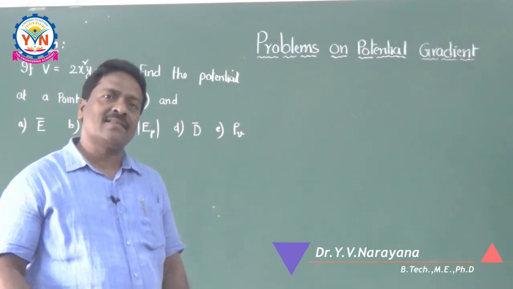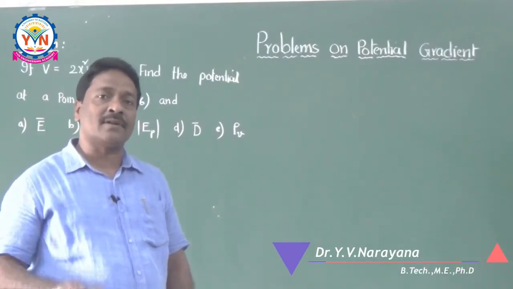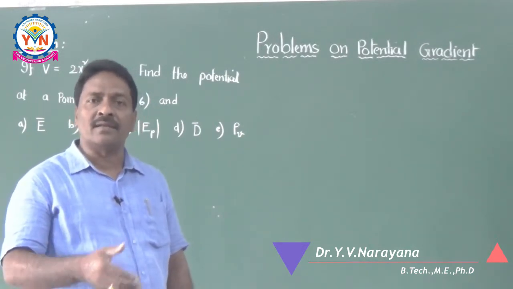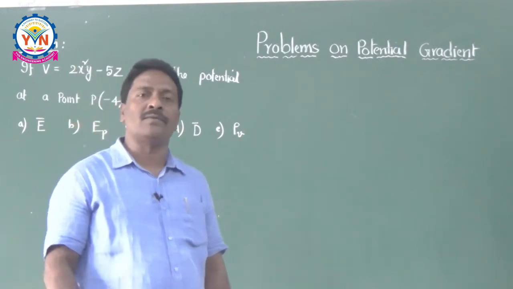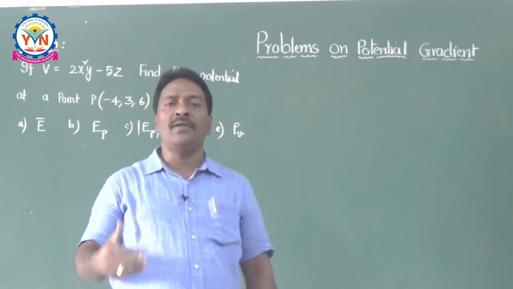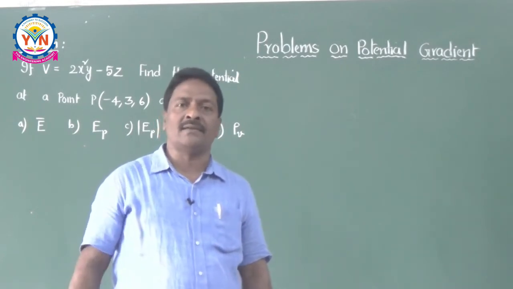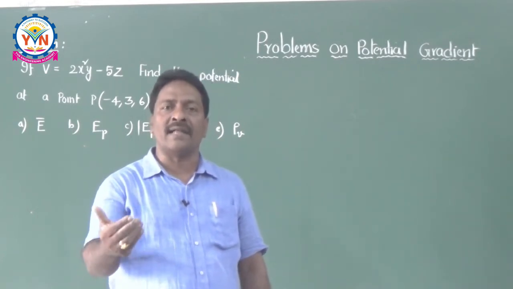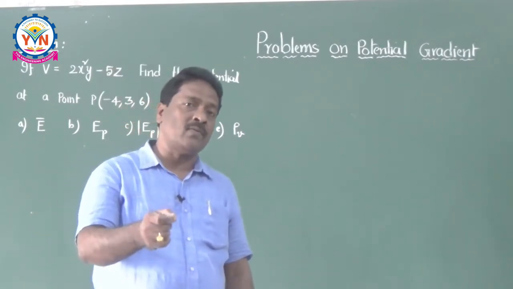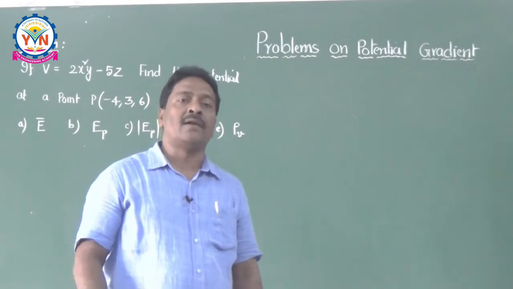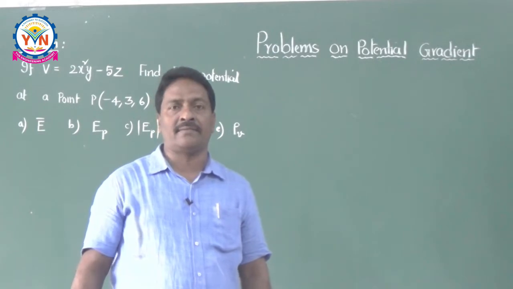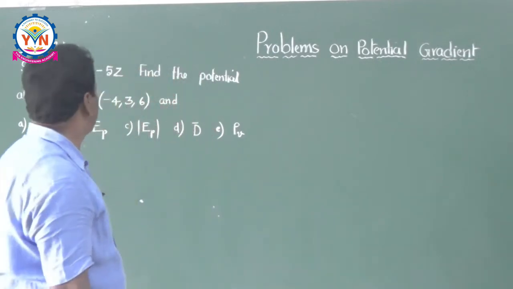In the last class, we have seen the concept of the potential gradient. Now, let us do some problems based on this concept, because I already told you, if you know the scalar function potential V, happily you can calculate your electric field intensity, that is E bar is equal to minus del V. That is nothing but the gradient concept. So, based on that concept, we are going to do some problems, and that too in all coordinate systems like Cartesian, cylindrical and spherical. So, let us see this problem.